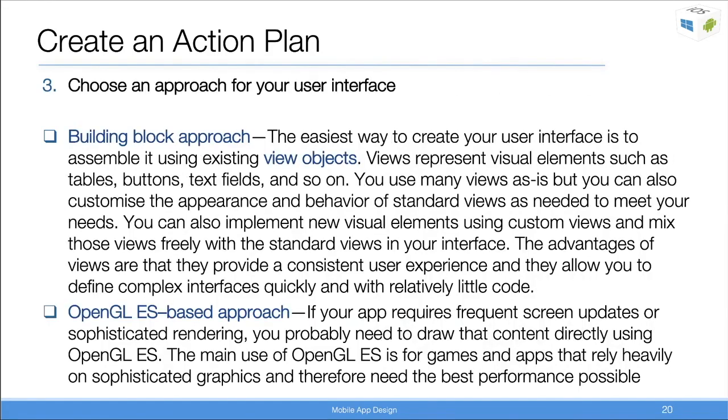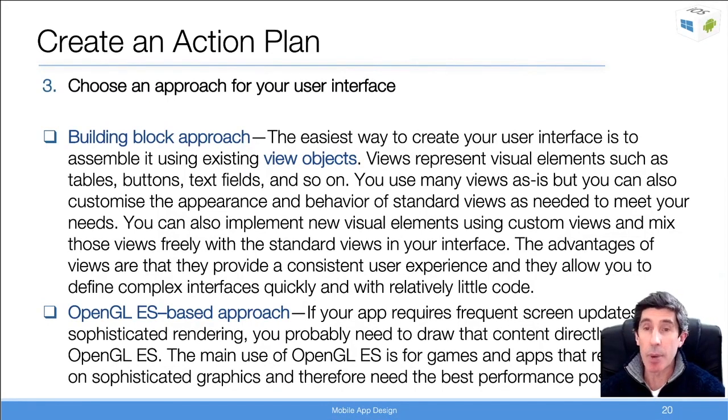Okay, a little bit more detail there on choosing the approach for your user interface. Again, there's a bit of detail there which you can read through yourselves, but most of the time what we're talking about is the building block approach. So you will use what I like to call the widgets. This is the easiest way to create your UI, and it's to assemble your UI from existing view objects. So there are all these widgets available to you within all these different frameworks and IDEs. And within Android, there's this lovely palette that you can drag and drop buttons out of. You can drag and drop a map element that we just saw. You can have rating bars, progress bars, loads of different text fields, buttons, whatever you want. And generally 90% of the time, that's the way you'll do it.